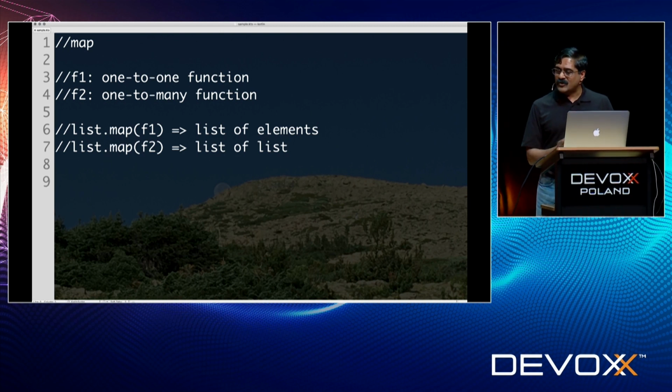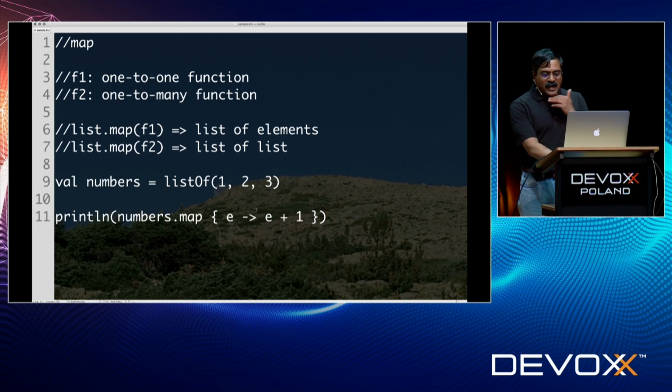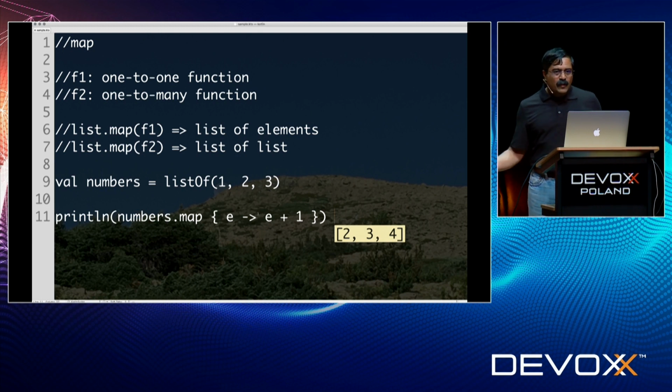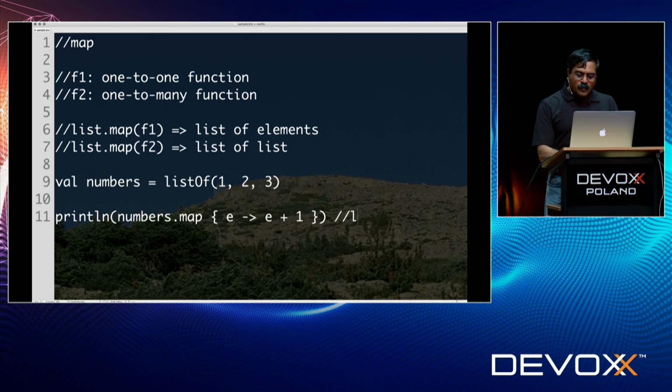Very easy to see this. Let's go ahead and say we have a list of numbers. So we'll say numbers is equal to list of 1, 2, 3. Now I want to say output numbers.map. Given an element, I'm going to say return element plus 1. So this is a one-to-one function. Given an e, give me e plus 1. That's very easy to see. You just got a list as a response. So what is the output? It's a list. So list to a list.